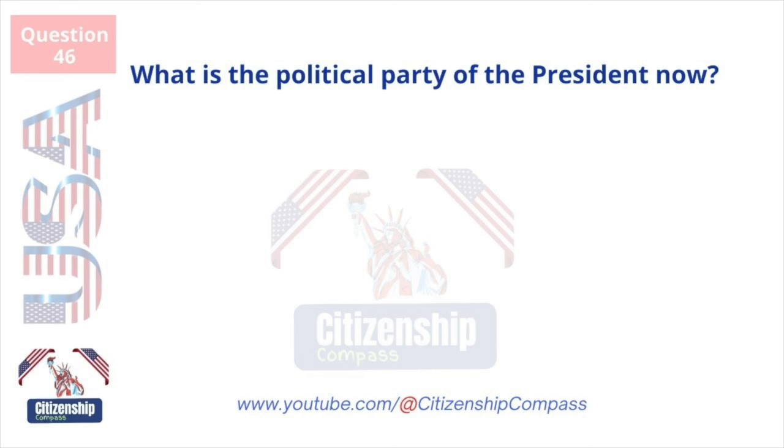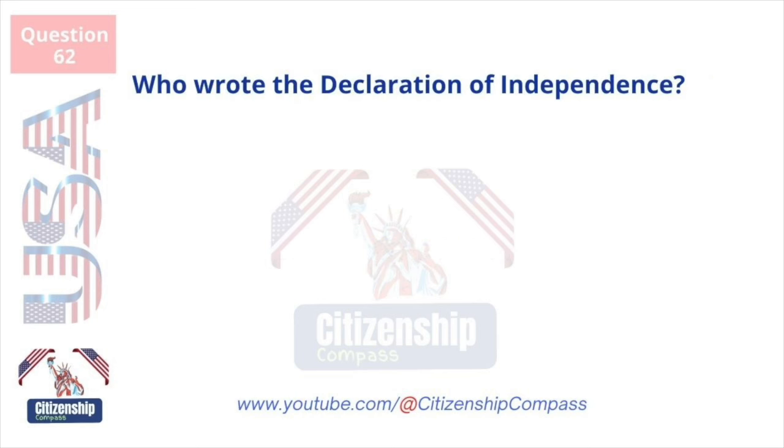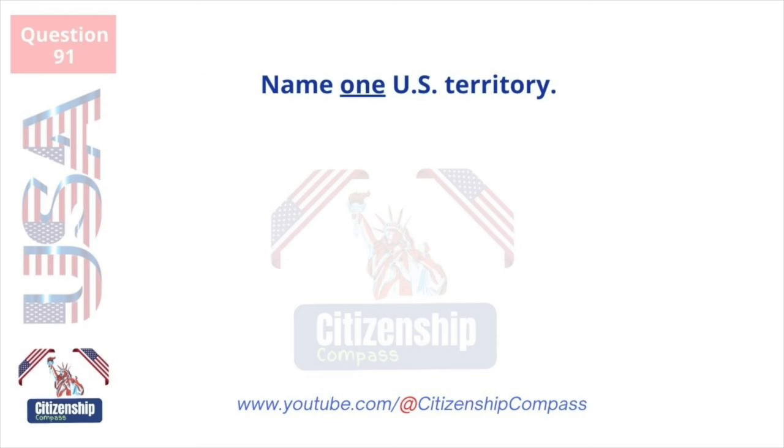What is the political party of the president now? Democratic Party. Who wrote the Declaration of Independence? Thomas Jefferson. Name one U.S. territory. Guam.